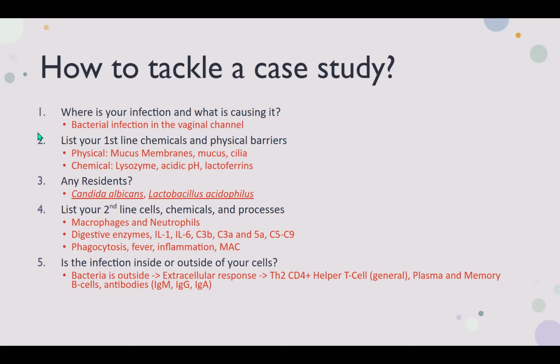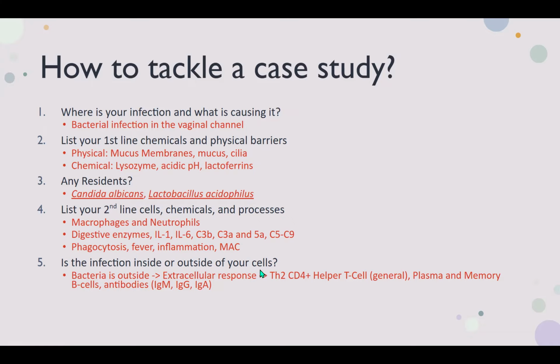I listed all this stuff in, really, multiple questions here. But if you want to break down how the question could be phrased on the exam, this list of two physical barriers, that is one question. List two chemical barriers, that is a second question. List a resident microbe, that's a third question. List your second line cells involved, that's a fourth question. List your chemicals, that's a fifth question. List your processes, that's a sixth question.